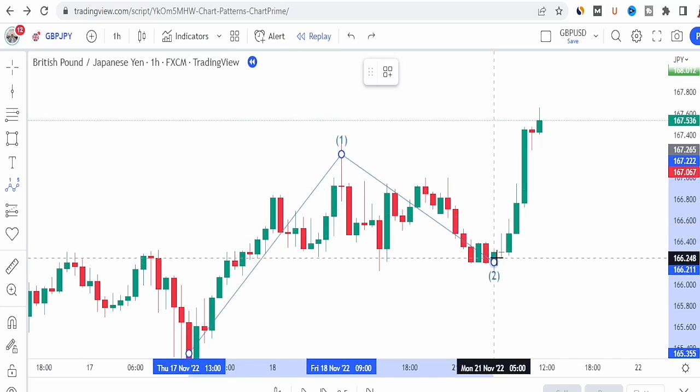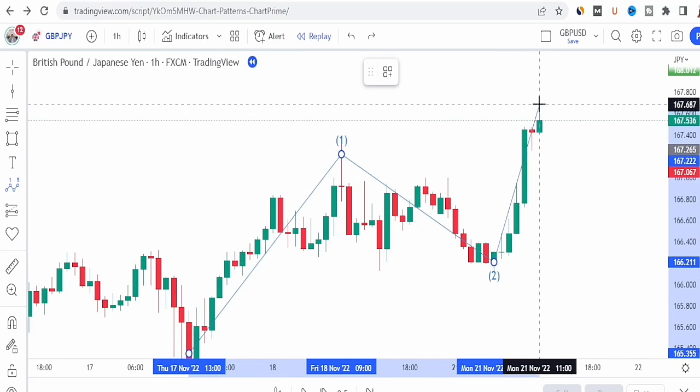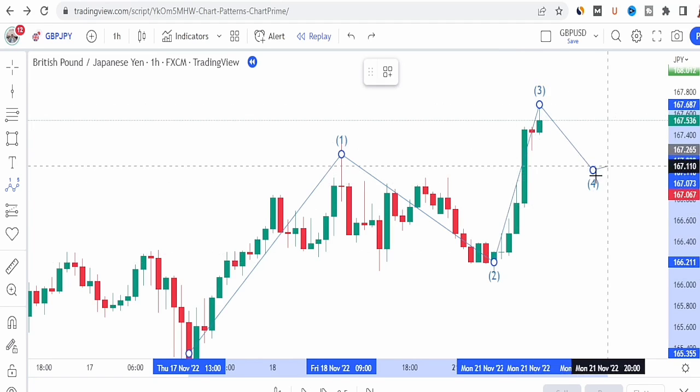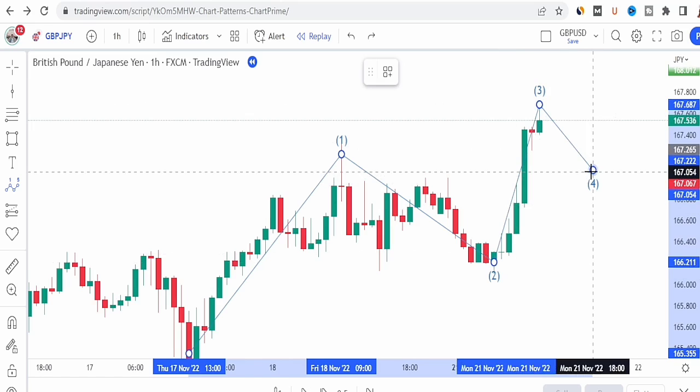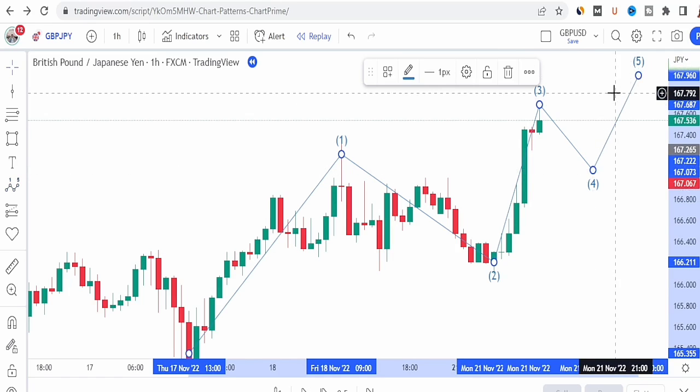So now we have an impulsive move and a pullback, right? So now what we are expecting next is the market to break past this zone right here. Once it breaks past this zone, you want it to come back into this zone right here at the level 4 right here. That's when you are looking to place your order and expecting prices to go up.